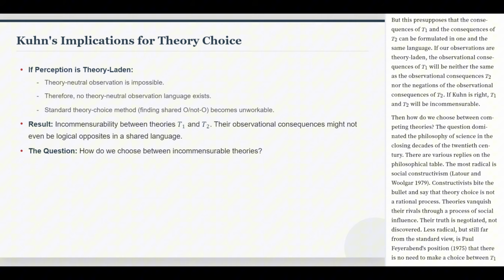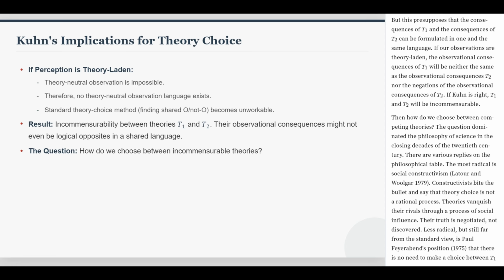If Kuhn is right, and different theories lead to different perceptions, then the whole foundation of the standard theory choice method crumbles. How can you find a neutral observation if T1 and T2 predict different things, or even if they predict the same thing but for different reasons tied to their respective frameworks? The very idea of a shared observation language becomes meaningless. The consequence is that theories become incommensurable. They operate in different conceptual worlds, making direct comparison or refutation based on shared observations problematic.